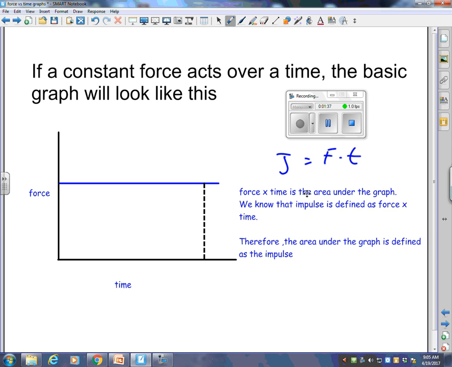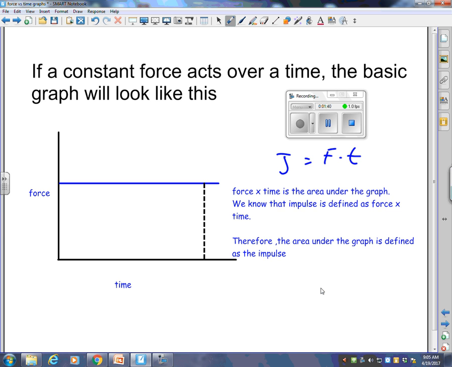Now, is this only true when the force is constant? Yes. You're wrong, Josh. The answer is no. I think you were just saying that for added effect. I haven't been paying attention. Oh, you haven't been paying attention. Oh.